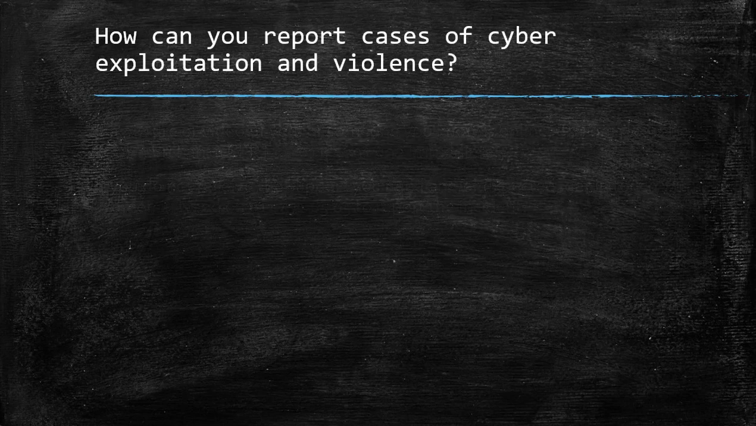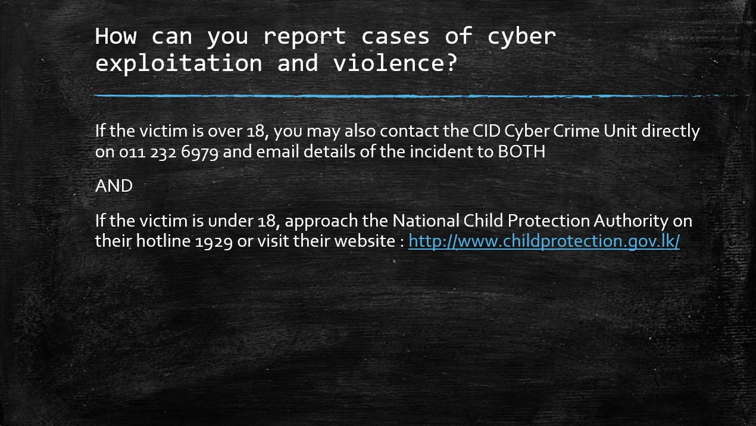How can you report these cases? So if it's over 18, as I mentioned, contact the CID Cybercrime Unit directly, and email details of the incident to both. And if the victim is under 18, NCPA is the place to go. You can also visit their website. All these links will be in the description below.